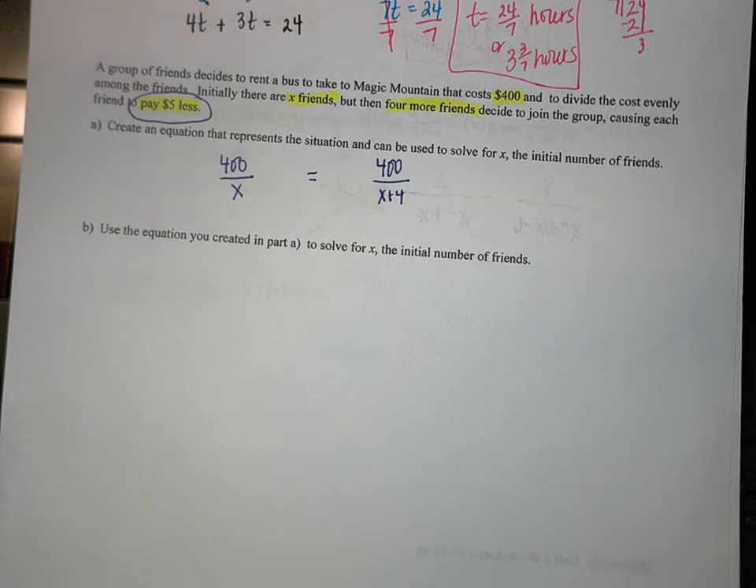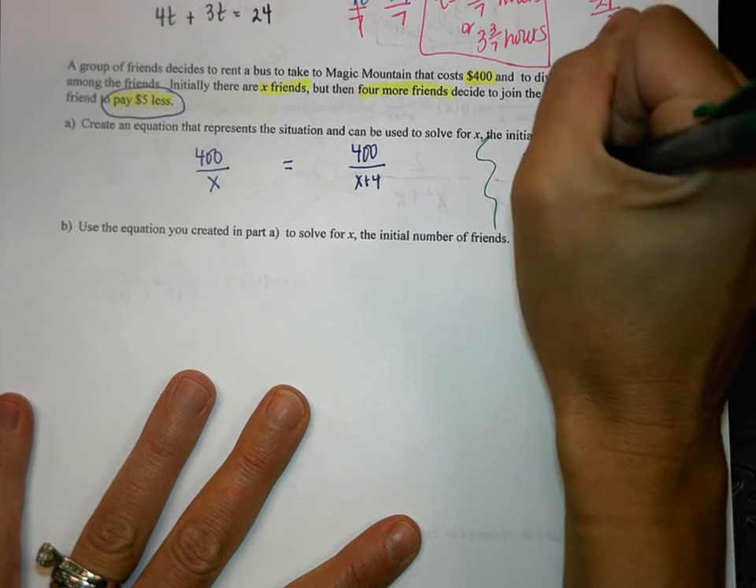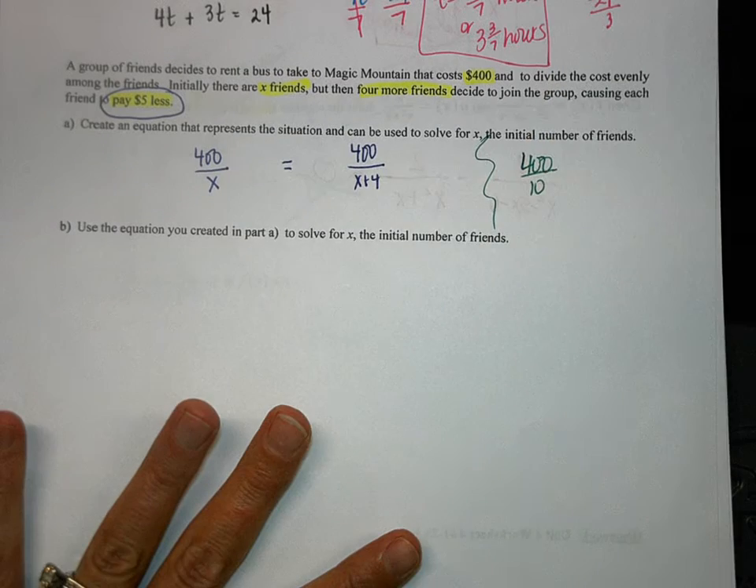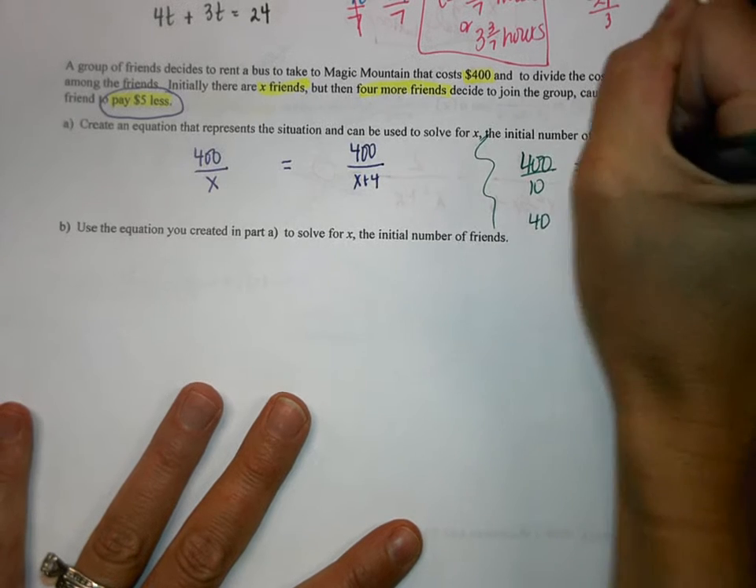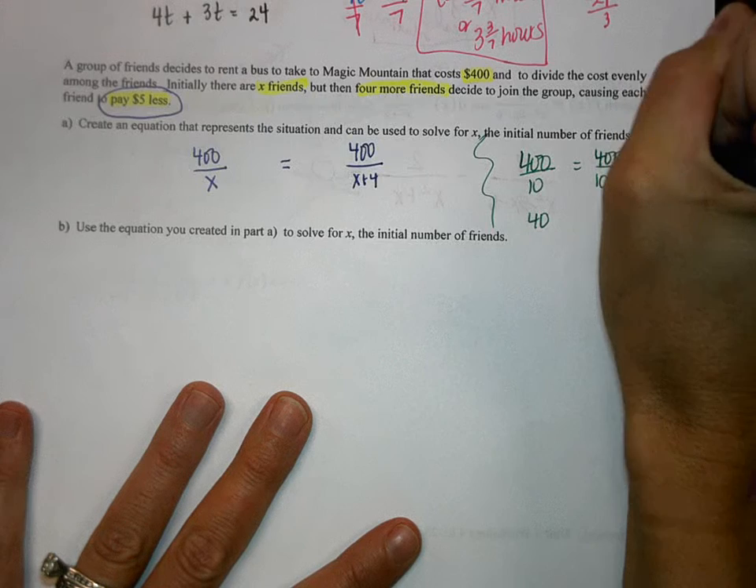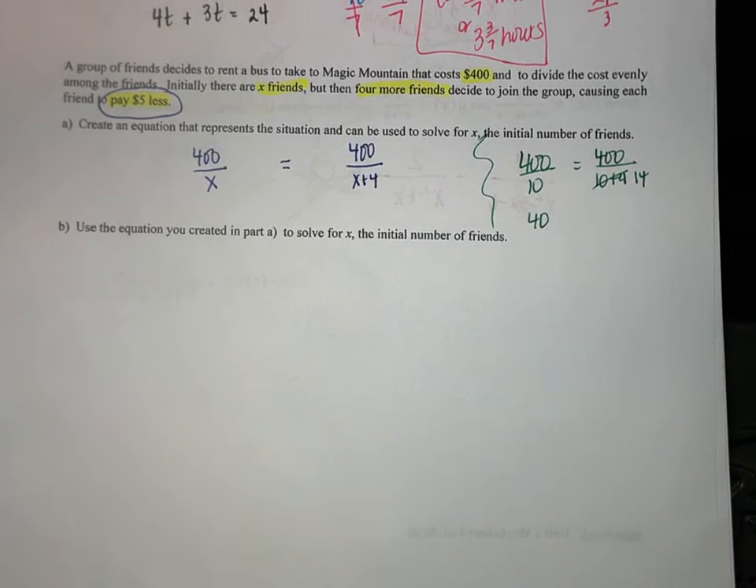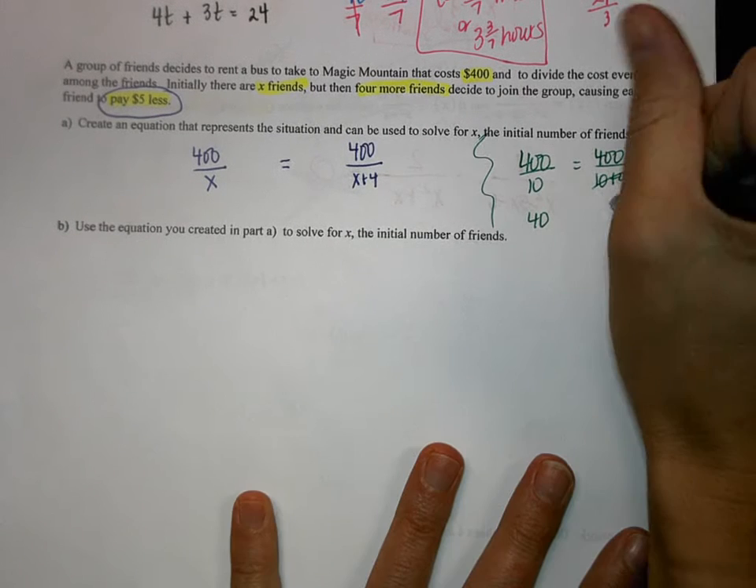So let's think about this. Let's go back to my example of 10 people, okay? So we're just gonna do a little side note. If I had 400 divided by 10, we all agree that that value is what? 40, okay? And so over here, if I'm using 10 still for X, if I did 400 divided by 10 plus 4, that's really 400 divided by 14, and I'm just going to get a calculator out here really quick. Okay, 400 divided by 14 is 28.6.